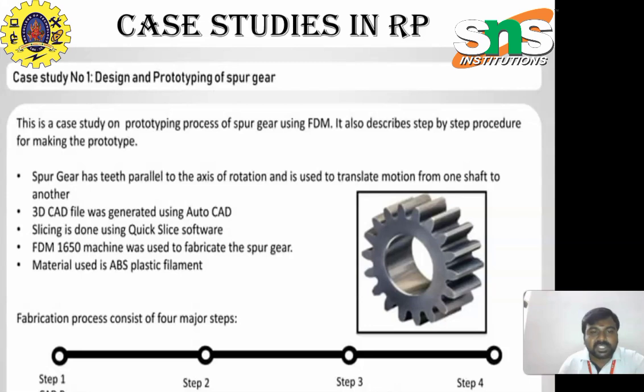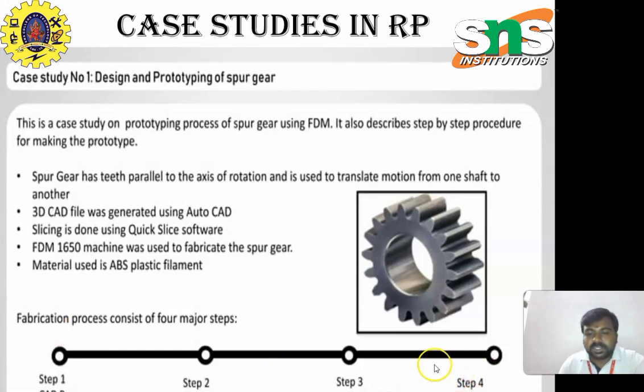The spur gear has teeth parallel to the axis of rotation and it is used to translate motion from one shaft to another shaft. This is the purpose of the spur gear. The three-dimensional CAD file was generated using AutoCAD software. Slicing is done using the Quick Slice software. An FDM 1650 machine was used to fabricate this spur gear prototype. The material used is ABS plastic filament, that is acrylonitrile butadiene styrene plastic filament.